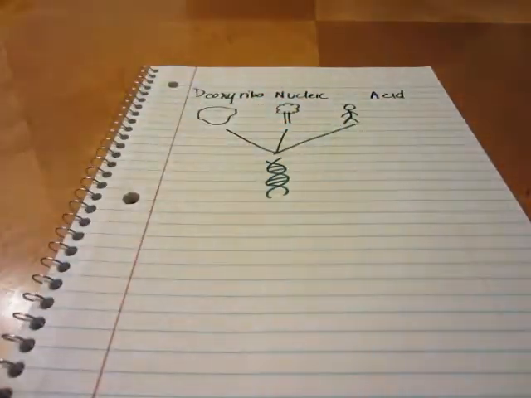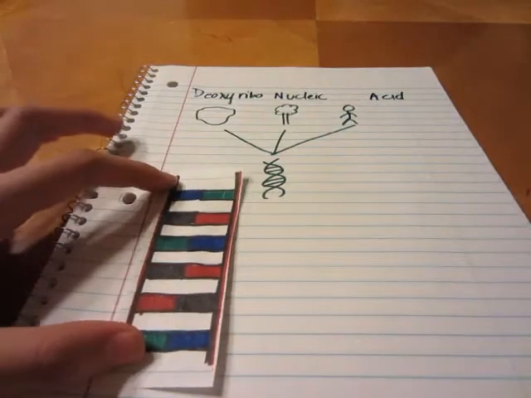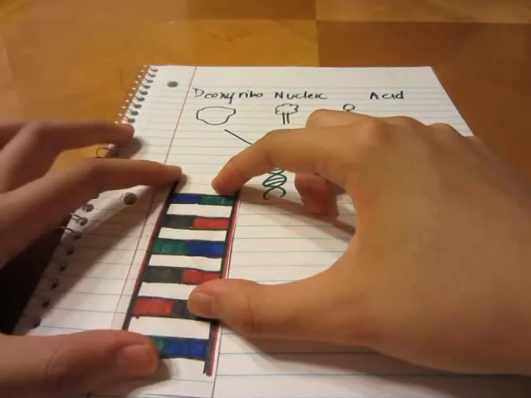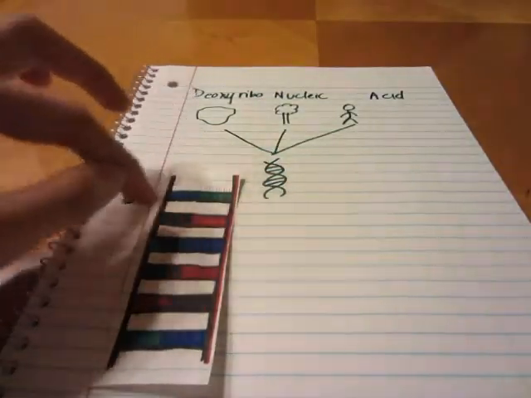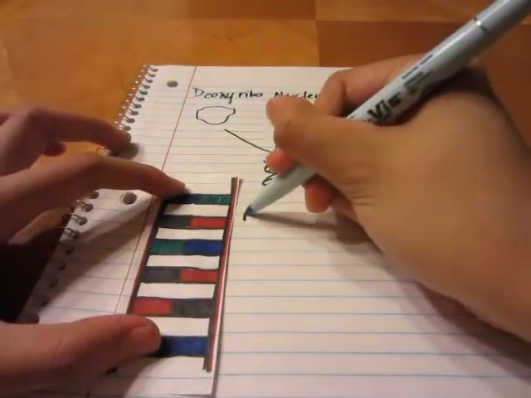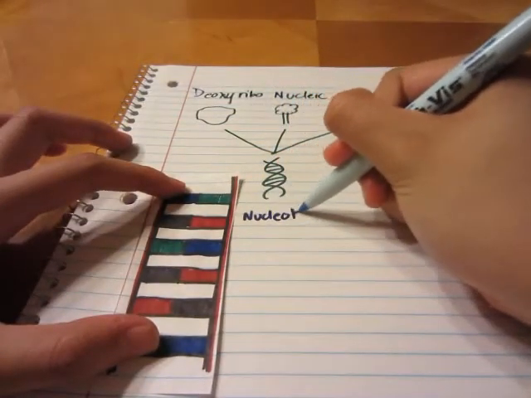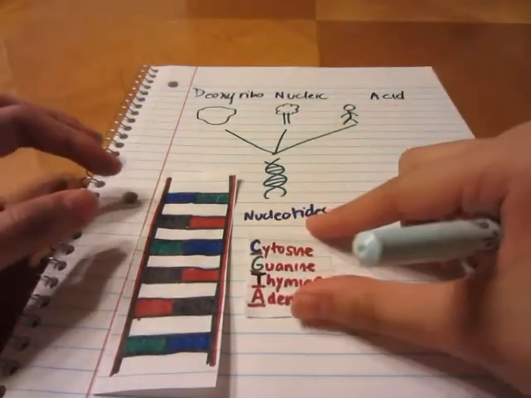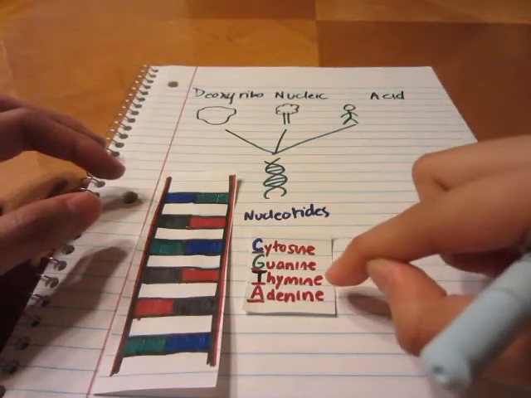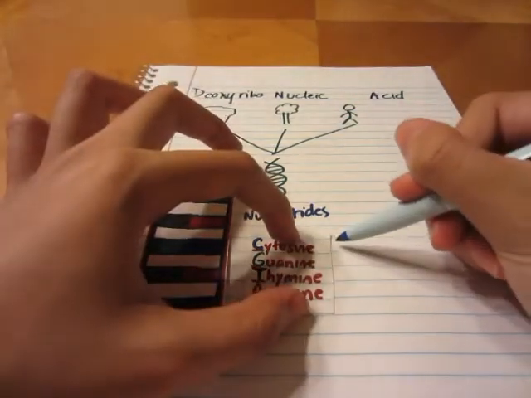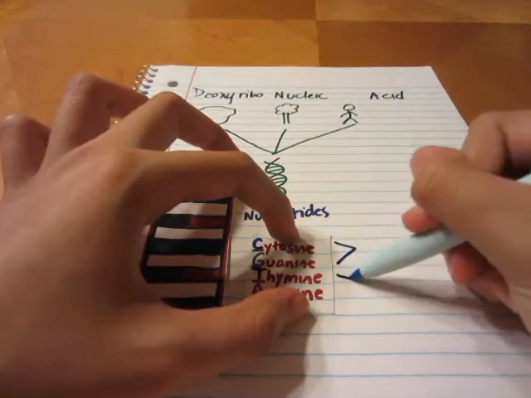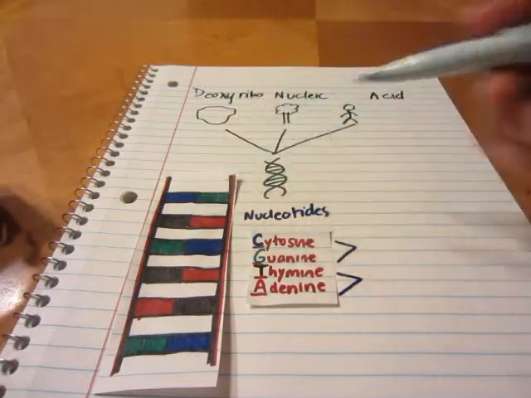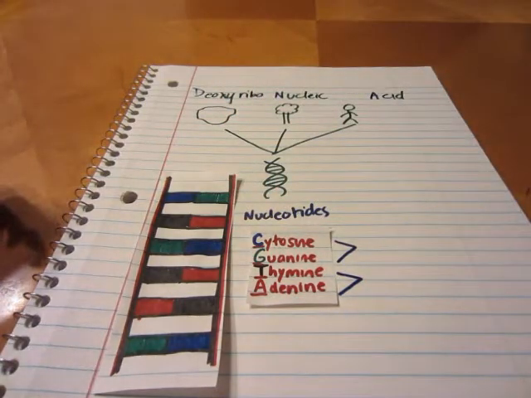If you untwist the ladder, you'll see that DNA has a basic structure of, on the sides, a backbone made out of sugar and phosphate, and in the middle, 4 bases. These bases, plus a sugar and a phosphate, are called nucleotides. And the 4 bases that make up this are cytosine, guanine, thymine, and adenine. Cytosine complements guanine, and thymine complements adenine. And you can see it's color-coded there. And it's linked together by a hydrogen bond.